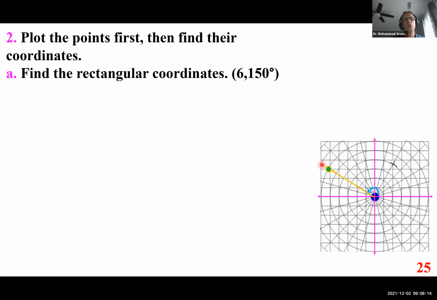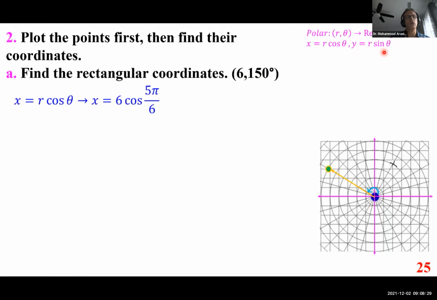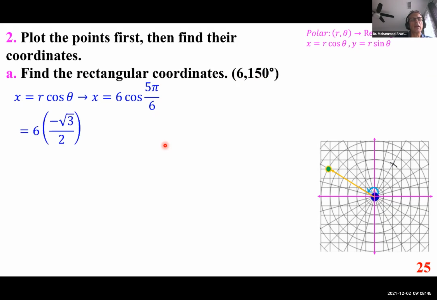This is how you plot the point. And if you want to go to the rectangular coordinate system, polar has coordinates r theta, rectangular has coordinates x comma y, such that x is r cosine theta, y is r sine theta. Therefore, we are going to plug in r is 6 and theta is 150 degrees or 5 pi over 6. It doesn't matter. You can write 150 degrees or 5 pi over 6. You do the math, and you end up with negative 3 square root of 3 for x.